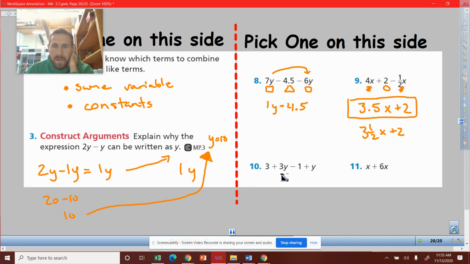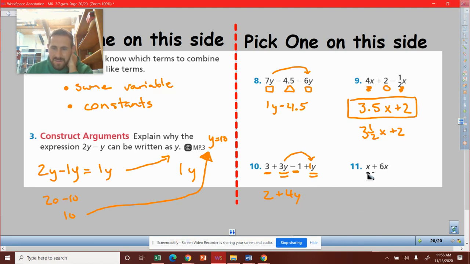Okay. So we've got 3 and negative 1 or minus 1. Those are like terms. And then my second term that's different is my y's. So 3 minus 1 is 2. 3y plus 1y is 4y's.